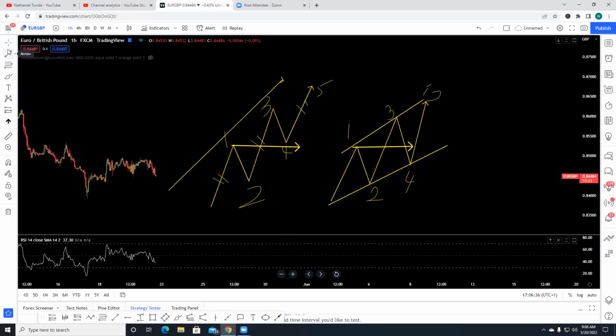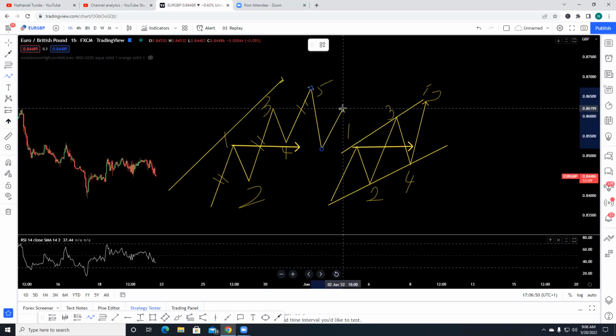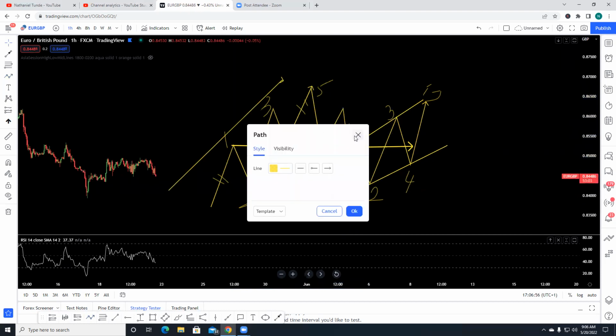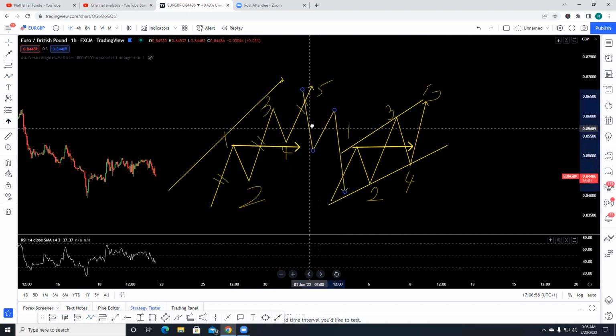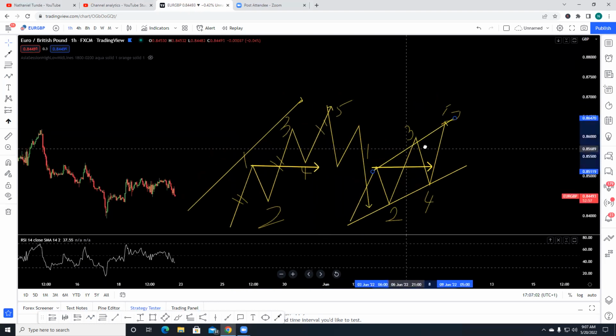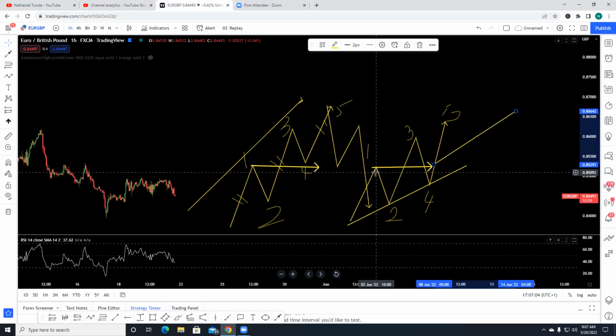So after every impulse, there is a correction. Do you hear that? After every impulse, there is a correction. This is a 5-wave structure to the upside. You are going to see a correction in 3 waves this way. Simple. Let's shift this one out real quick.